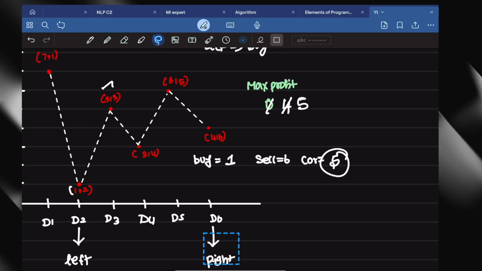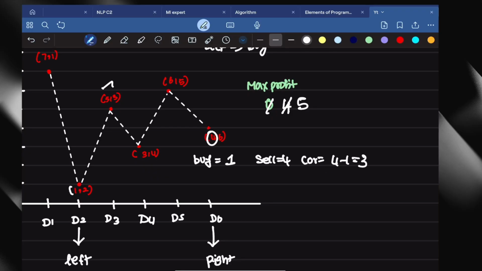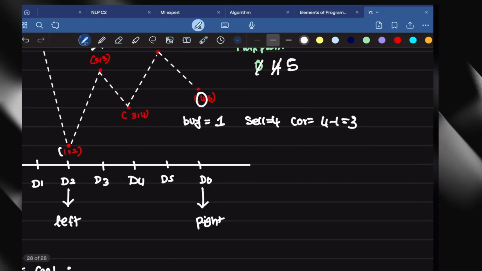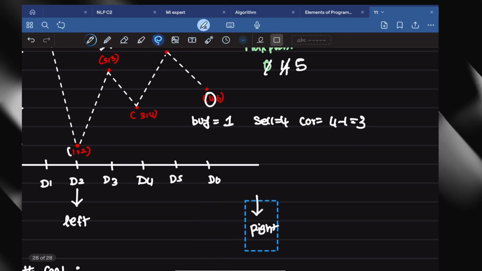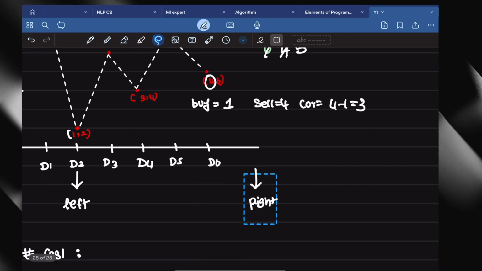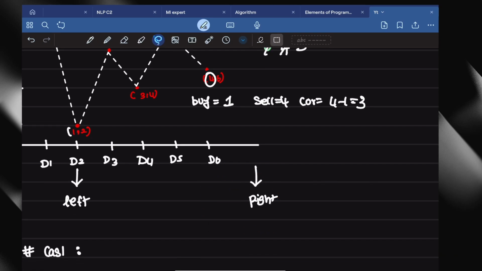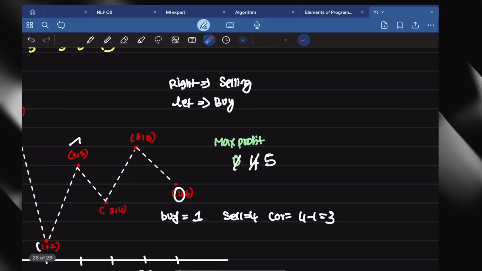Now we just calculate the current profit. The current selling price is going to be 4 and the profit is going to be 4 minus 1, which is 3. And do you want me to update it? Nope, you don't want to update it. So just move the right pointer to the next position. Next we just got out of bounds, so we can simply come out of the loop and return the maximum profit. Maximum profit is 5.